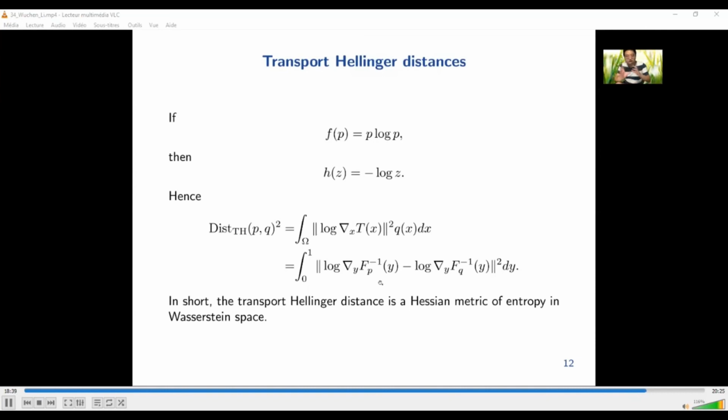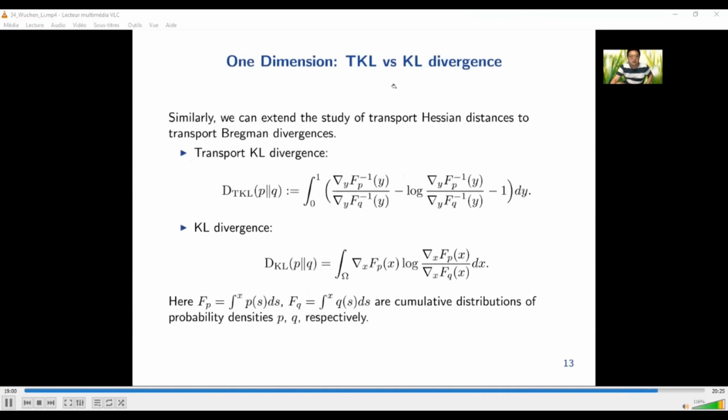There are a lot of interesting analytical formulas. Once you have this, we can compare different families of probability densities. Here we see the closeness between optimal transport and information geometry. When you look at the entropies and apply these concepts, you will see a lot of interactions. Without giving too much detail, once you see this kind of relationship, it's not hard to see that we can also construct the so-called transport KL divergence behind this Hessian distance, following exactly the same idea of information geometry.